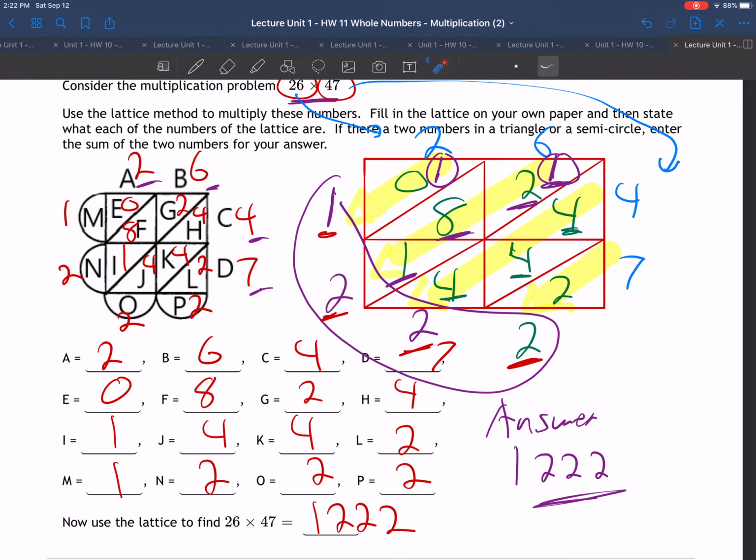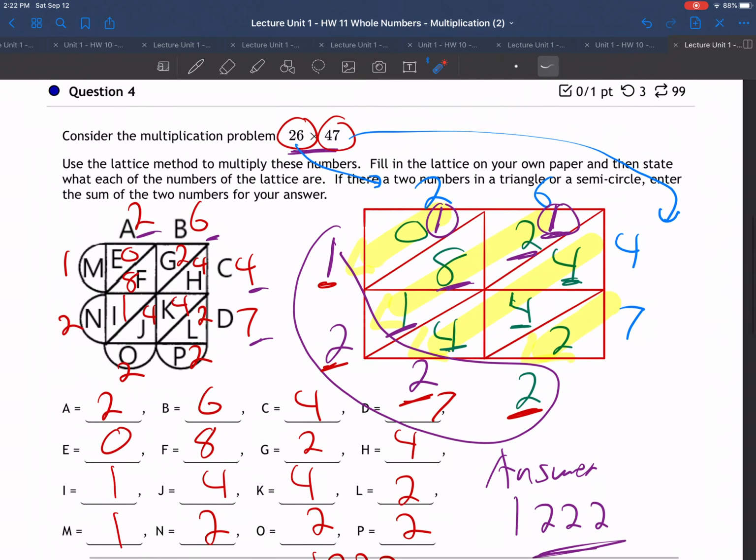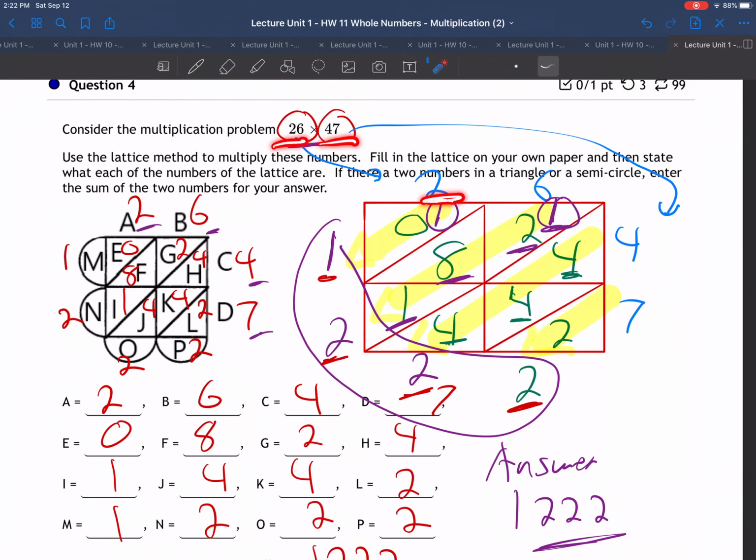So again, highlighting, what did I just do? I just took the original numbers, 26 and 47, put 2, 6, and 4, 7. And then I just multiplied rows and columns. 4 times 6, 24. 6 times 7, 42. 2 times 4, 0, 8. Right? 2 times 7, 14. We're multiplying rows and columns.